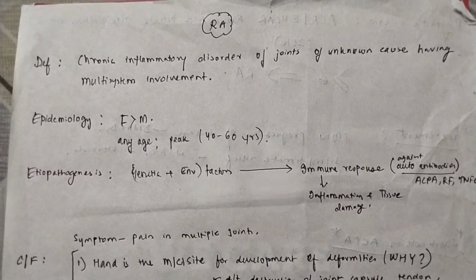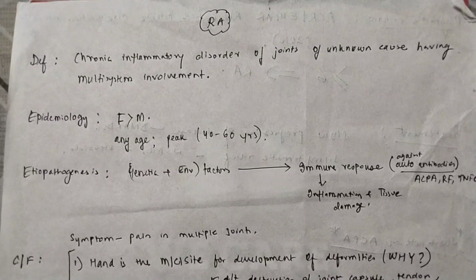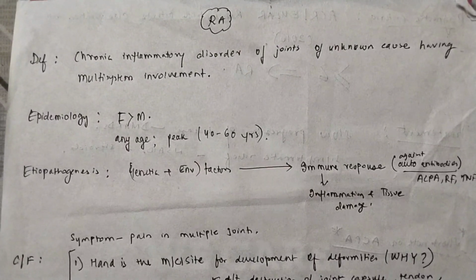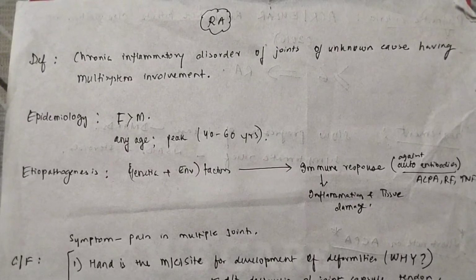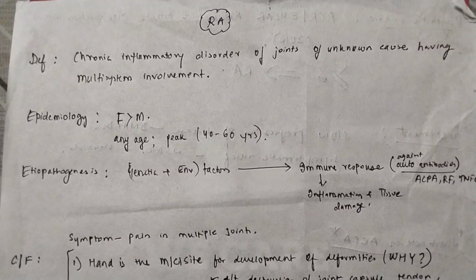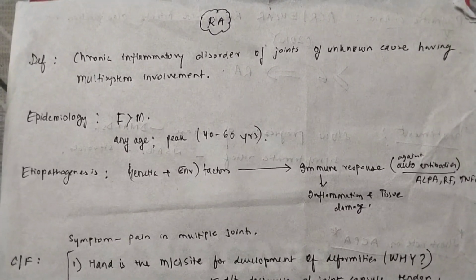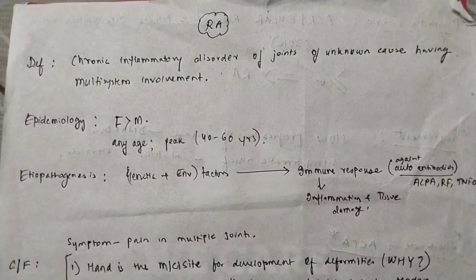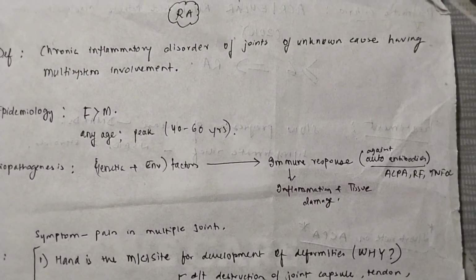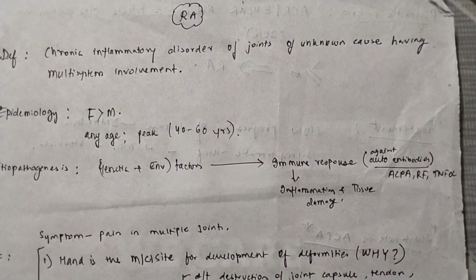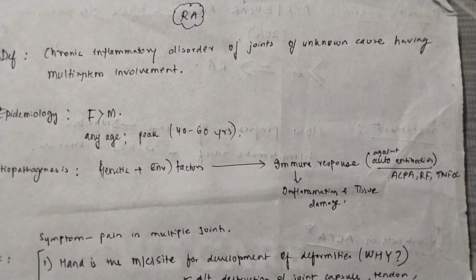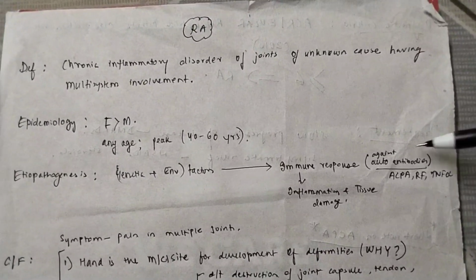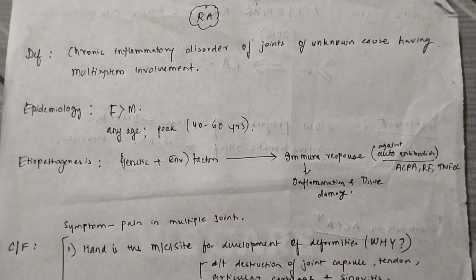What is the etiopathogenesis? So there are many genetic and environmental factors which predispose to rheumatoid arthritis. This will cause an immune response in the body against the proteins which are already present in the body. So this is an autoimmune response. Now, as any immune response will cause inflammation and tissue damage, this autoimmune response against ACPA, rheumatoid factor, TNF alpha, interleukin 1, which I've mentioned here, will cause inflammation and tissue damage.